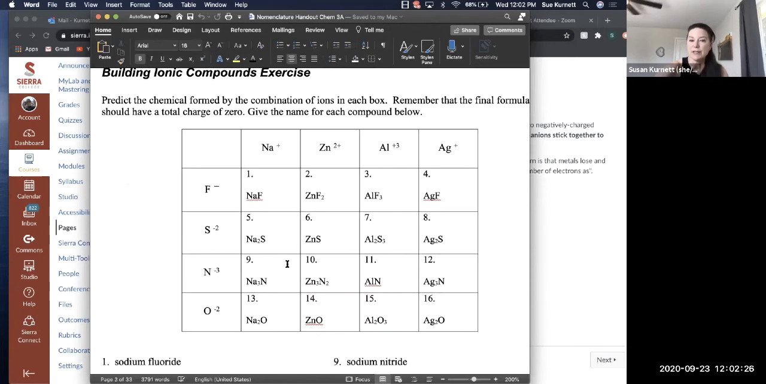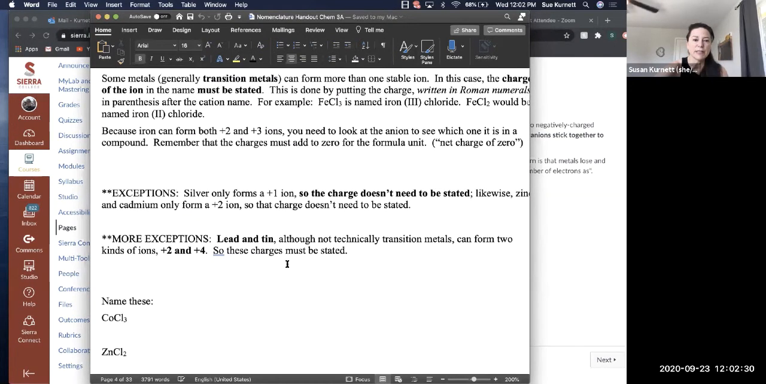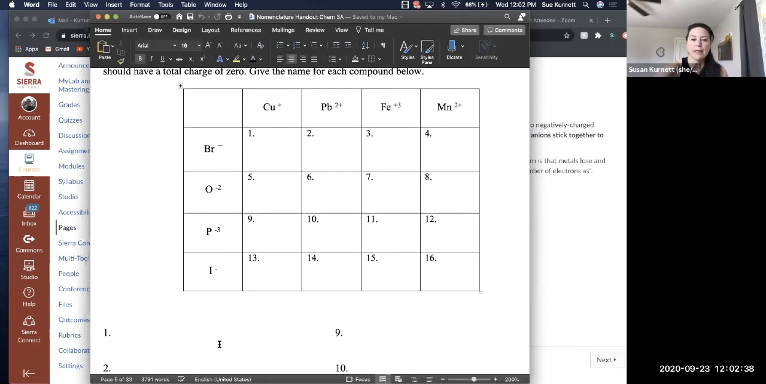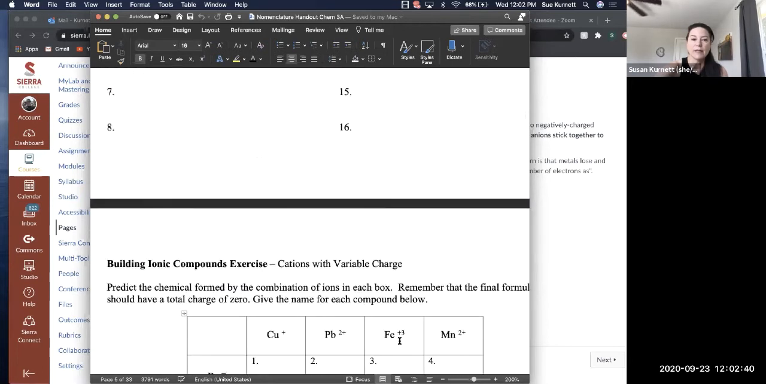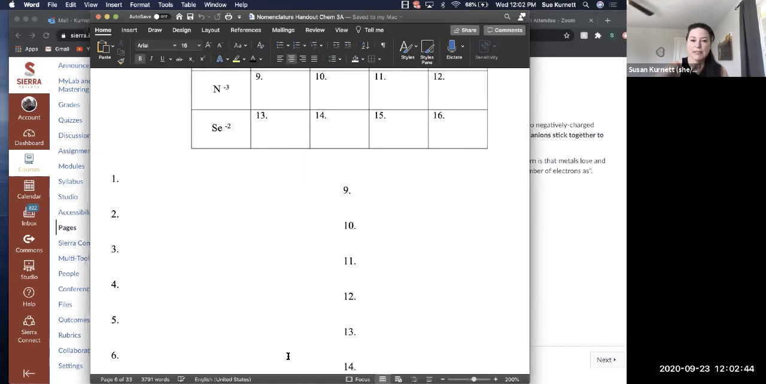And then here is a key. So page 3 is a key to page 2. Here's a little more information about transition metals. Here's a practice grid. We're up here, and I'll model this today in Zoom. Up here, you would make the ionic compound, and down here, you'd write a name for it. And then there's the key. So the answers are on the subsequent pages.